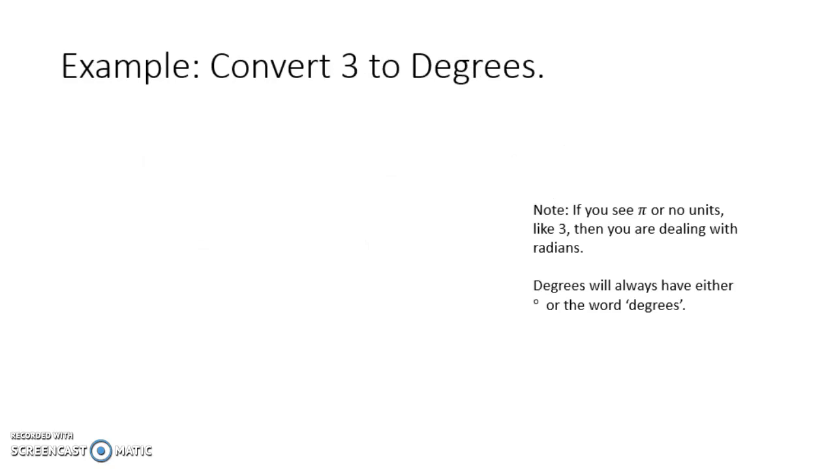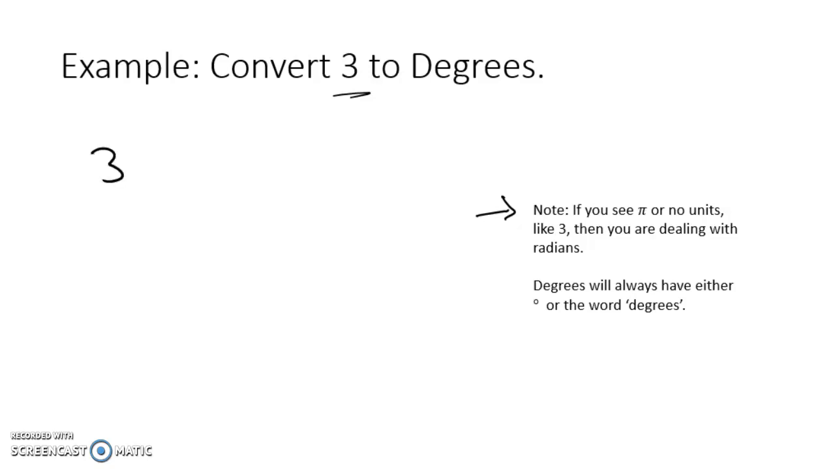Now convert 3 to degrees. Since it's saying convert to degrees, we can go ahead and assume that this is in radians. If you don't see any units or a pi, then you're dealing with radians, like it says right here. Because remember, when you're dealing with radians, it really doesn't have a unit.